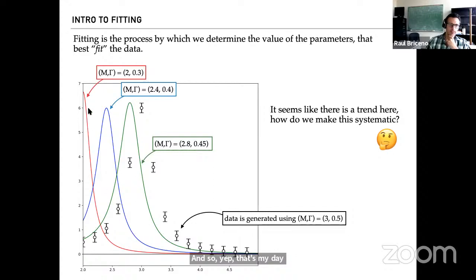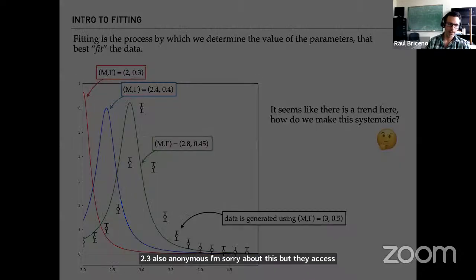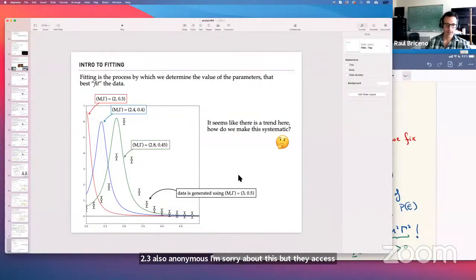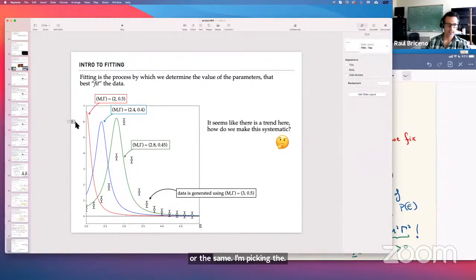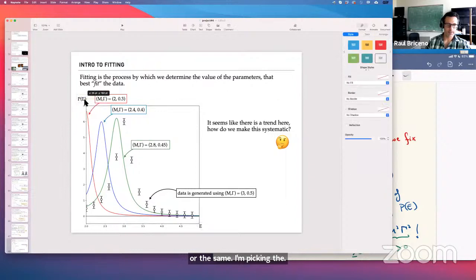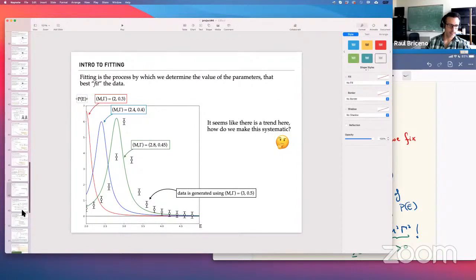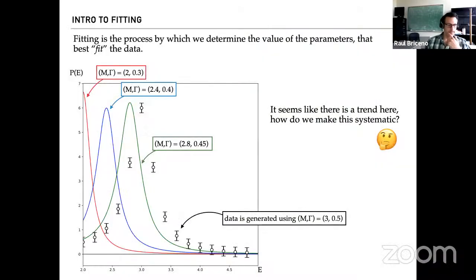And here I'm making guesses of what the distribution would look like if M and gamma were, say, 2 and 0.3. Also, anonymous, I'm sorry about this, but the axes are the same. The x-axis is energy, and the y-axis is P of E. Anonymous is making me second guess my plots now.